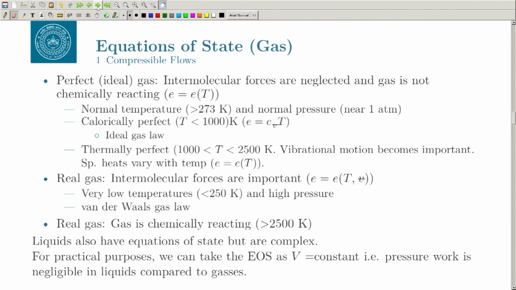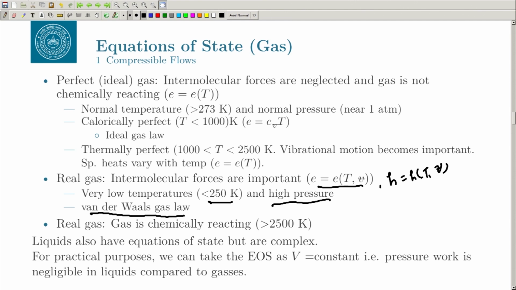So, there are two extremes here in the real gas. In real gases, the intermolecular forces are important. Both E and H will be a function of temperature and volume. This is true at very low temperature, let us say less than 250 Kelvin, and high pressure. In those cases, the molecules are very close and the intermolecular forces are important, and we cannot use the perfect gas law here. We have to use the van der Waals gas law, or there are some other laws also.